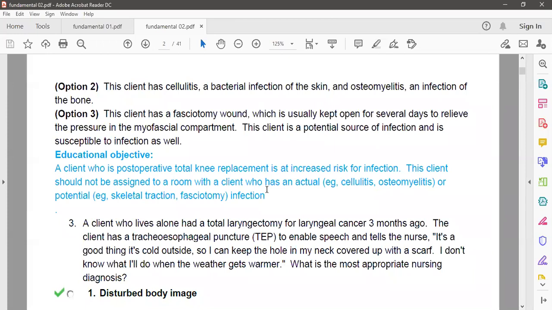Actual means they already have an infection, like cellulitis or osteomyelitis. Cellulitis is an infection of the skin. Osteomyelitis is an infection of the bones by bacteria or fungi. Potential means maybe a chance of infection, like skeletal traction, fasciotomy, or other surgery.